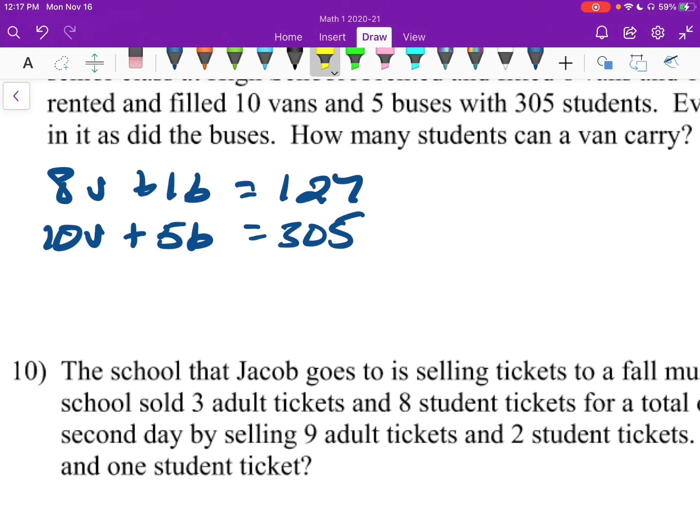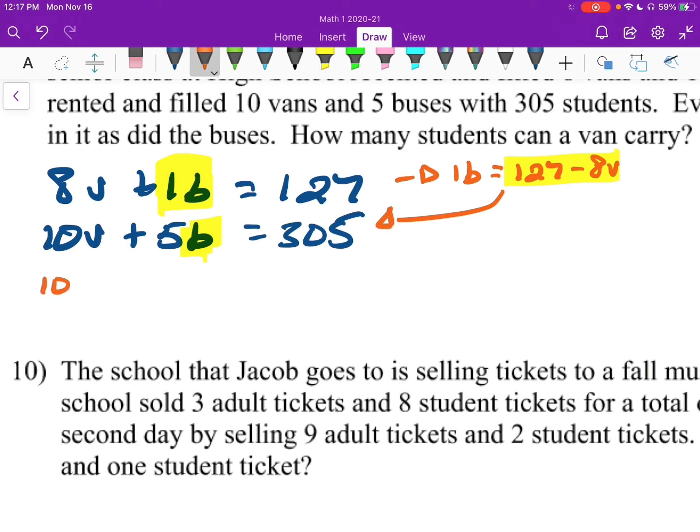So whenever I look at this, I see this 1b, and to me that's getting it set up for substitution. So I'm going to change this top thing. I'm going to subtract 8v to the other side and say 1b equals 127 minus 8v. Now I'm going to take this and plug in right there. That'll give me 10v plus 5 times 127 minus 8v equals 305.